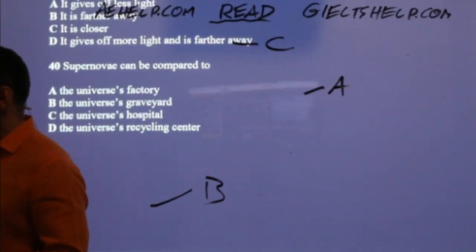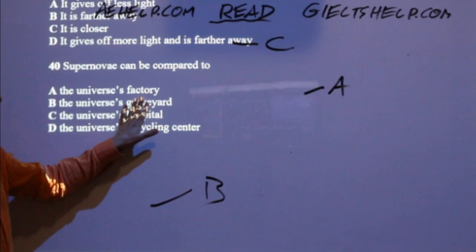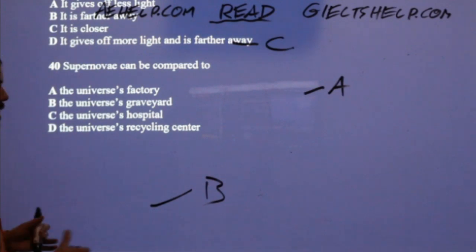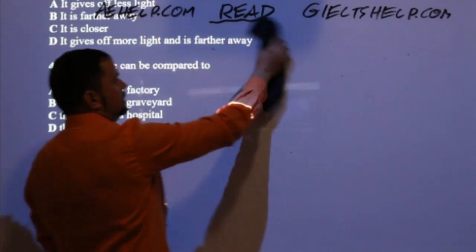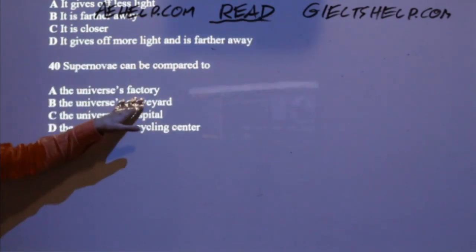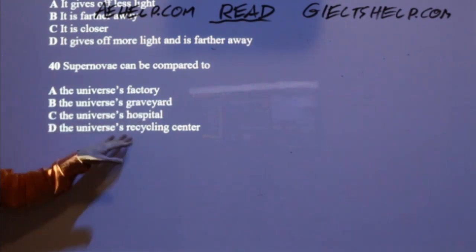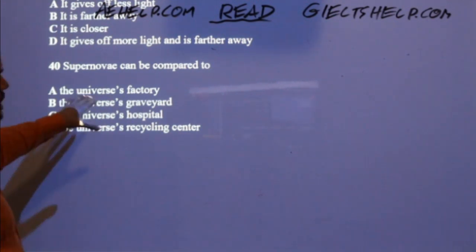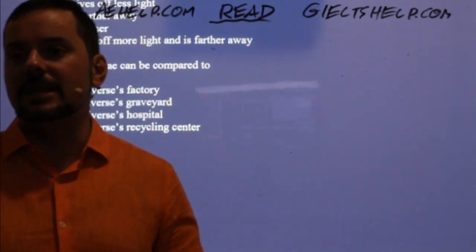Okay. Last one. Supernovae can be compared to the universe's factory. So this is what's called a multiple choice inference type question. It can be quite challenging. If you're stuck, just take your best guess and move on. A, the universe's factory, the universe's graveyard, the universe's hospital, the universe's recycling center. What do you think for number 40? Supernovae can be compared to. So you have these stars exploding. The exploding stars create other stars, create planets.